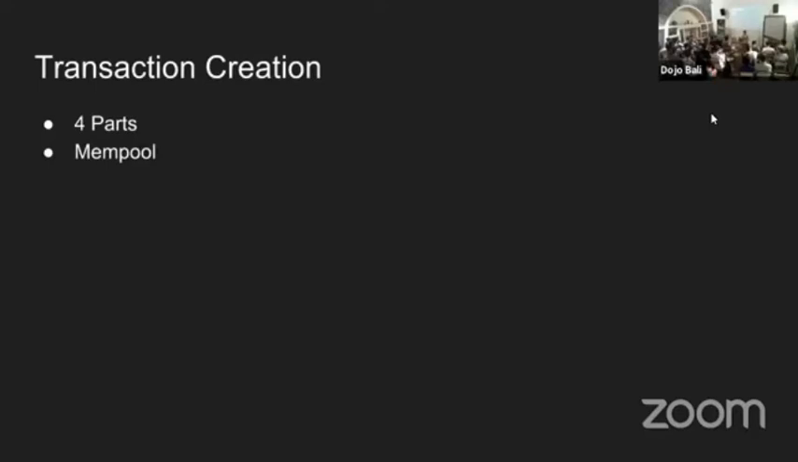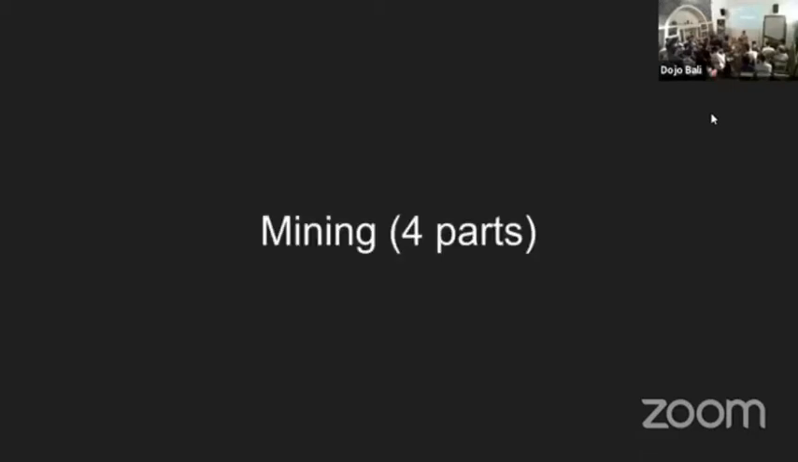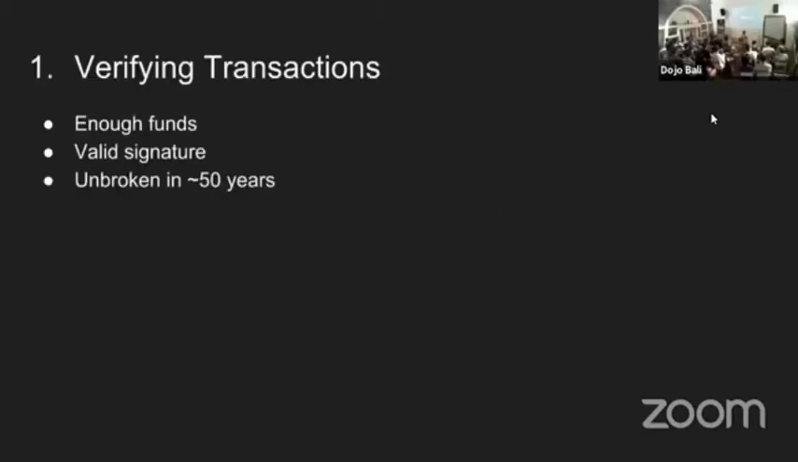Once I put all four of those things together, I send them off to the network, and it's put in a backlog of transactions that's referred to as the mempool, the memory pool of the network. And this is where the mining process sort of starts. There's 4 parts to the mining process. Depending on how you define it, I've just split them into 4, so it's a bit easier to understand.